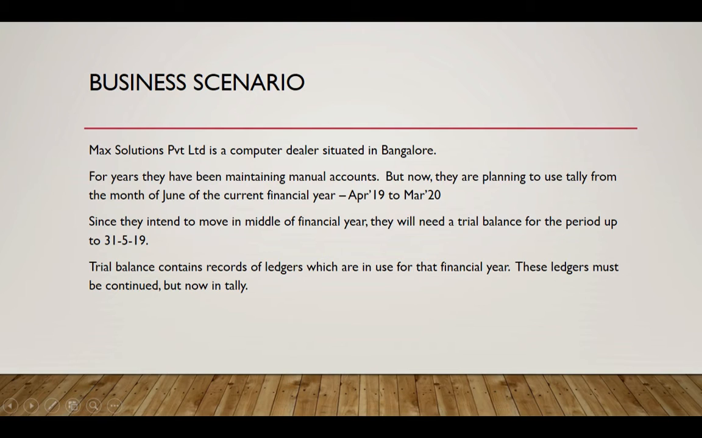So far they have recorded the entries up to the month of May, and in the month of June they are intending to use Tally. Since the financial year has already begun, they need to refer to the trial balance for the ledgers which are in use. So why do we need to refer to the trial balance instead of the balance sheet?